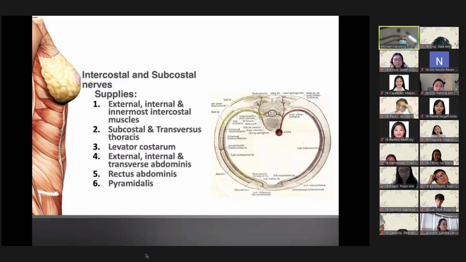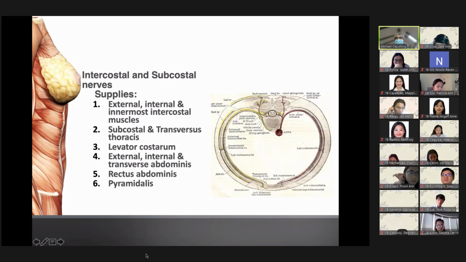Your intercostal and your subcostal nerves will supply the musculature of the anterior thoracic wall. So your external, internal, and innermost intercostal muscles, your subcostal and your transversus thoracis muscle, your levatores costarum, your external and internal obliques and transversus abdominis muscles, also your rectus abdominis and pyramidalis muscle.